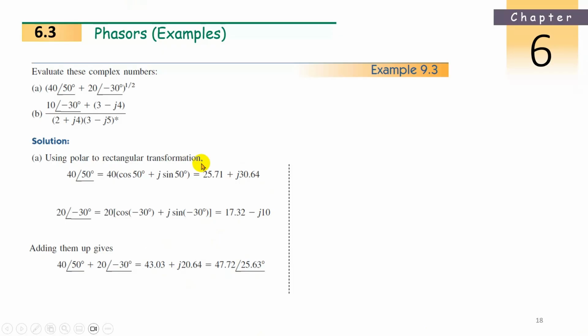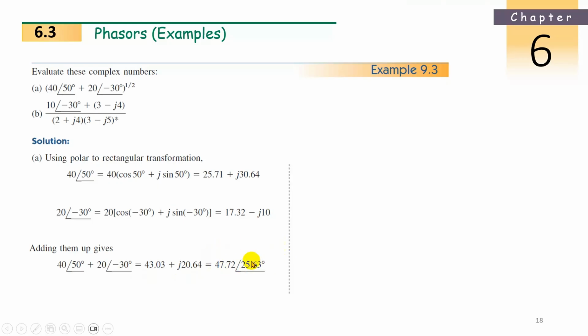How do we convert into polar form? Square root of x squared plus y squared is the r. That is the square root of 43.03 squared plus 20.64 squared. You will get r, that is 47.72. What is the angle? The angle is nothing but tan inverse of y by x, 20.64 divided by 43.03. Okay, tan inverse, then you will get this angle.